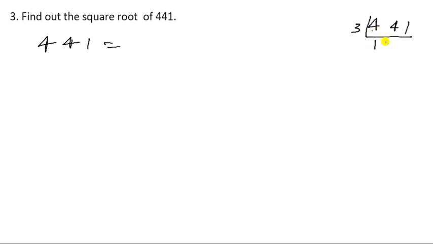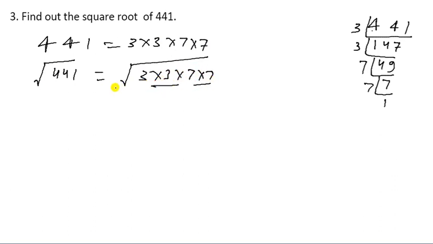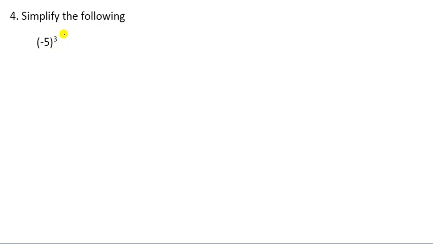So 3 ones are 3, 3 fours are 12, and 3 sevens are 21. Once again divide by 3: 3 fours are 12 and 3 nines are 27. Once again by 7, so it is 7 times. 7 ones are 7. So you can write here it is 3 into 3 into 7 into 7. So the square root of 441 is the square root of 3 into 3 into 7 into 7. Make the pairs. So we can write only one 3 and only one 7. So that is 21. So 21 is your answer.